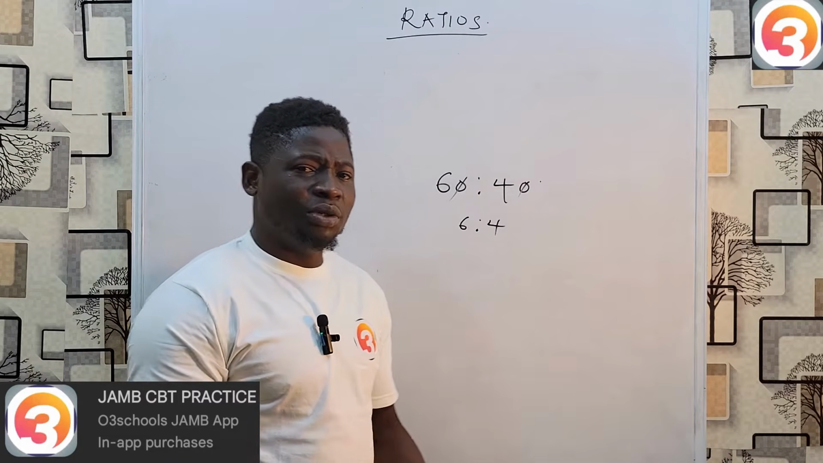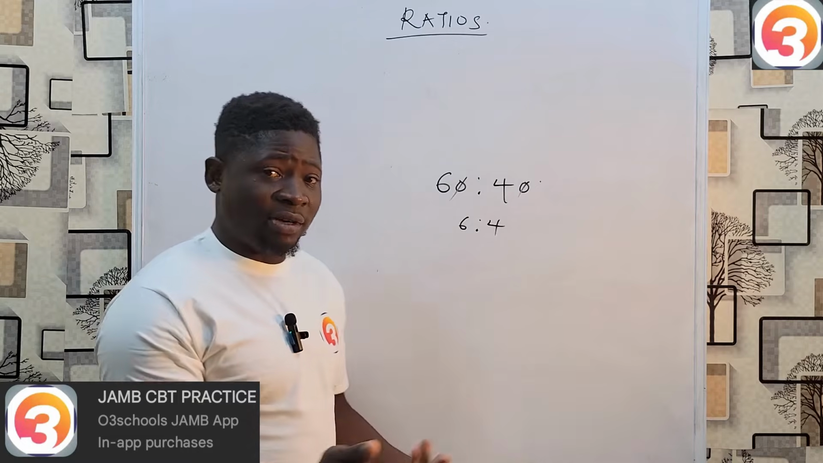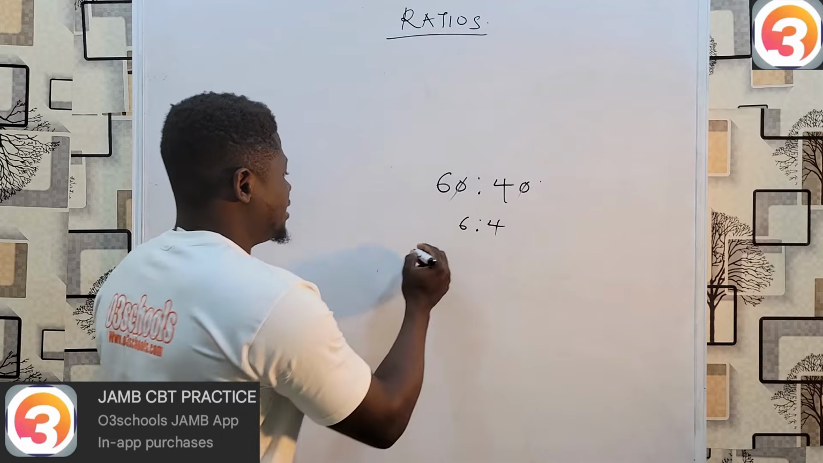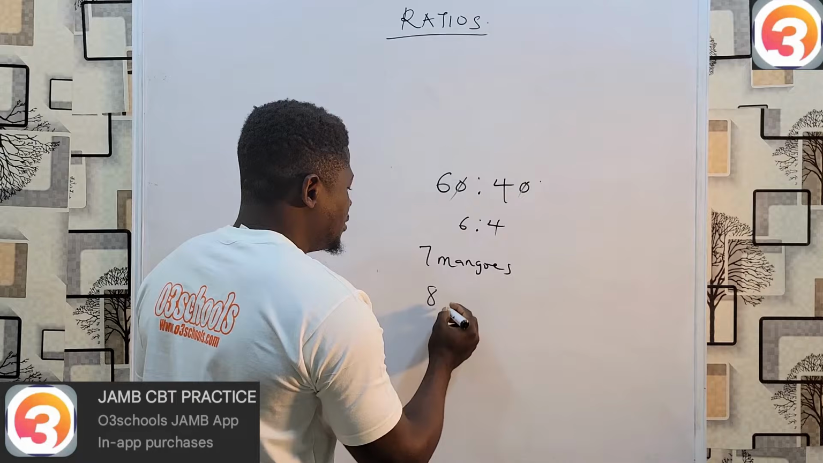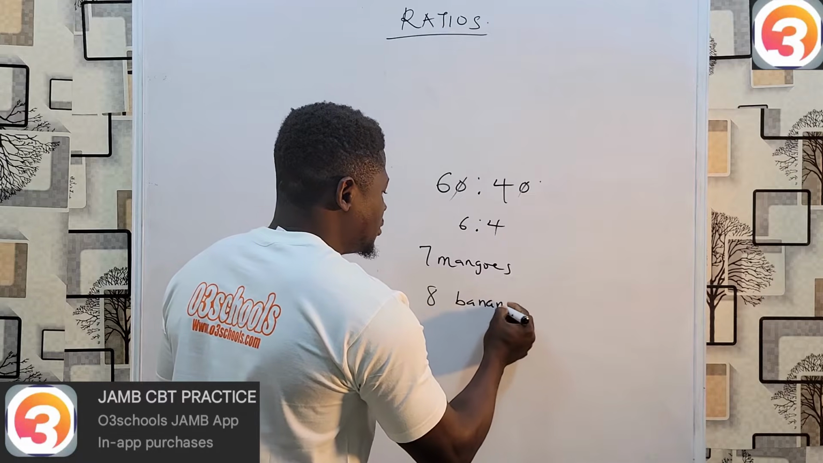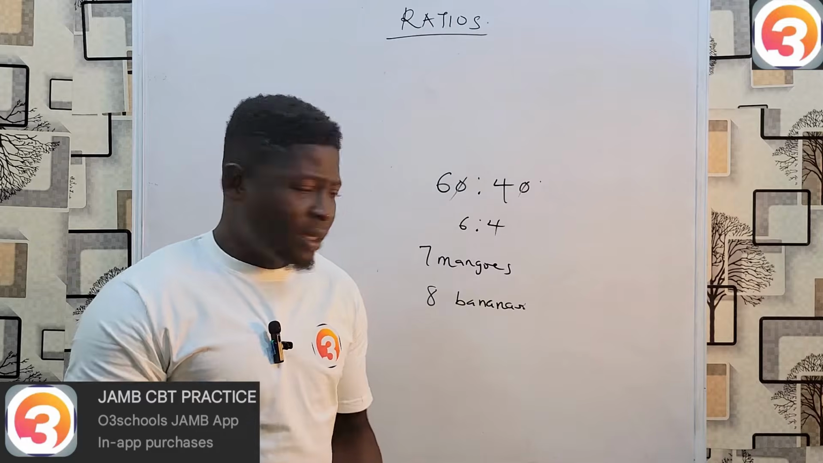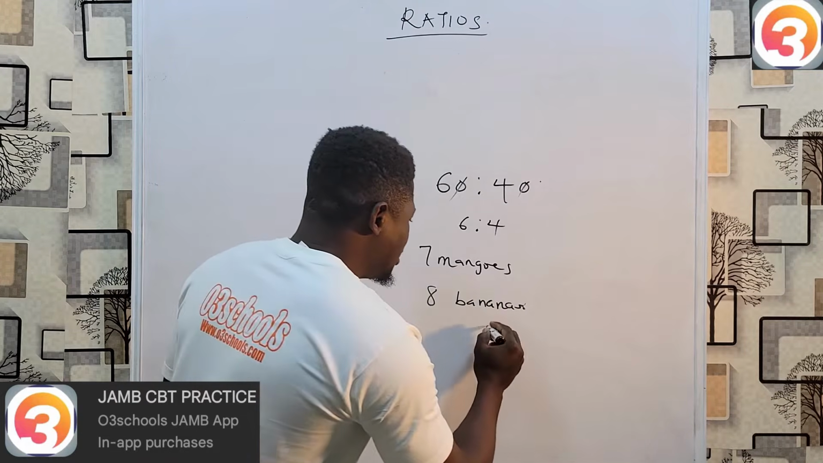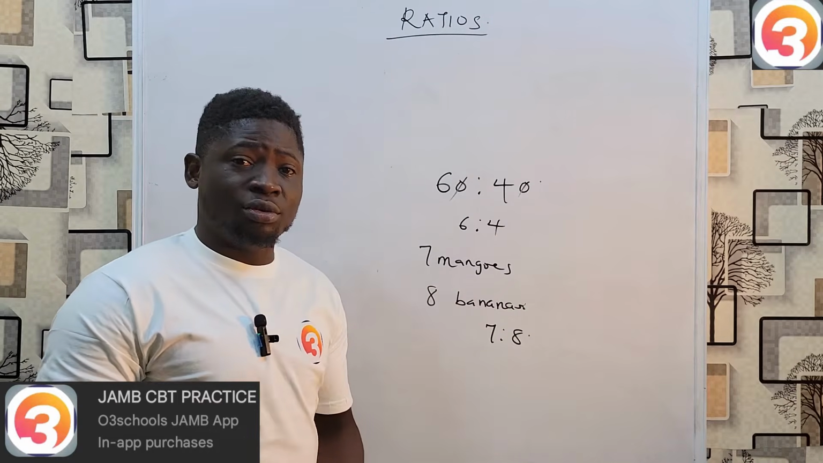the relationship between the money you are sharing, right? Because it is money you are sharing. You may be sharing other things, maybe fruits. Maybe there are 7 mangoes and 8 bananas in a bowl. So the ratio of mangoes to bananas will be what? 7:8. This is how we write ratios.